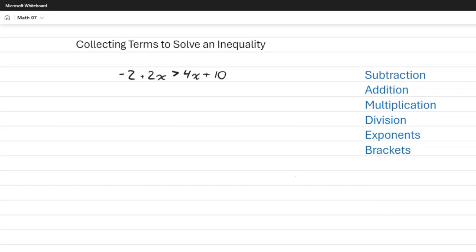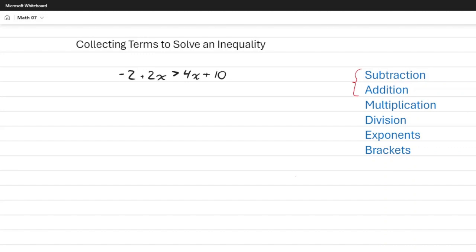All right, now we're going to try collecting terms for an inequality. Keep in mind that the rules are still the same. We are going to follow SAMDEB, so we're going to do any subtraction or addition, and when the time comes, multiplication and division.